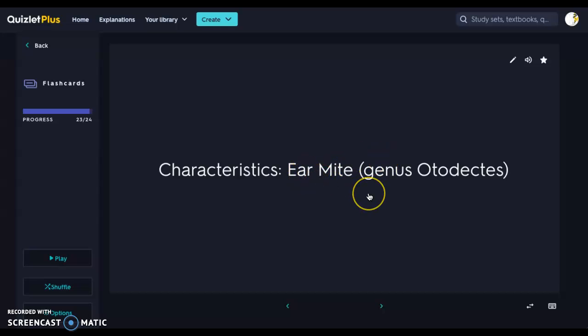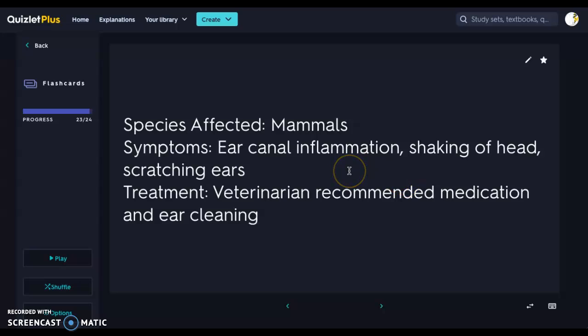Then we have Earmites. Earmites are from the genus Autodectes. So auto, ear. Okay, so Autodectes, again, mammals. Symptoms are going to be ear canal inflammation. You're going to see your animal shaking their head, scratching their ears. You might even see a head tilt if it's gone too far. Treatment is going to be based off of the severity of the infection or the infestation. The veterinarian is going to recommend some medication and also ear cleaning.